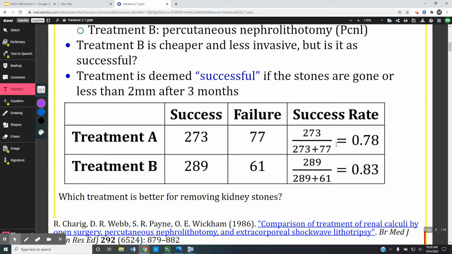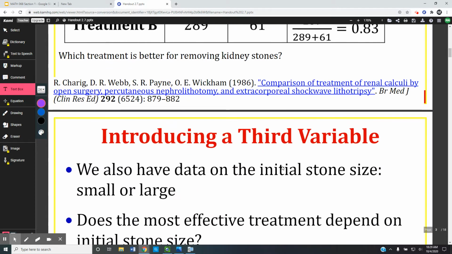When we look at the raw data of everybody, treatment A had 273 successes and 77 failures. So therefore, it had a 78% success rate. When we look at treatment B, it appears that we have a better success rate, 289 successes. And so 289 divided by the total number of cases gave it 83%. So it beat out A by approximately 5%. So the question is, which is better for removing kidney stones? Well, you would think that treatment B, right?